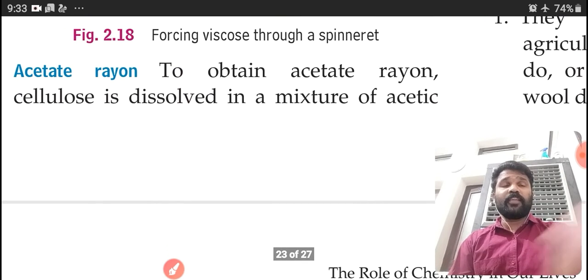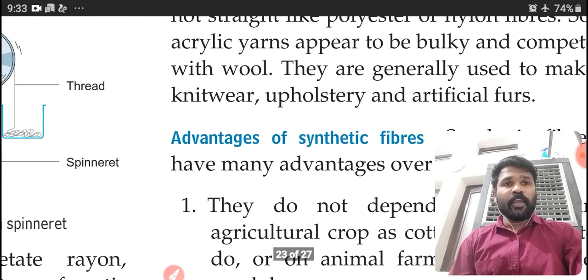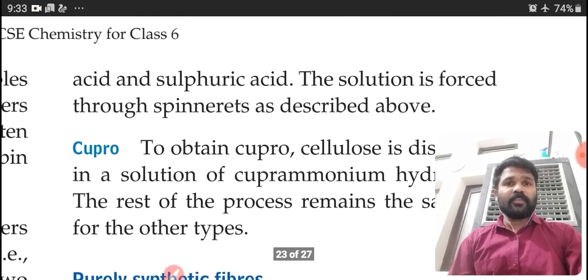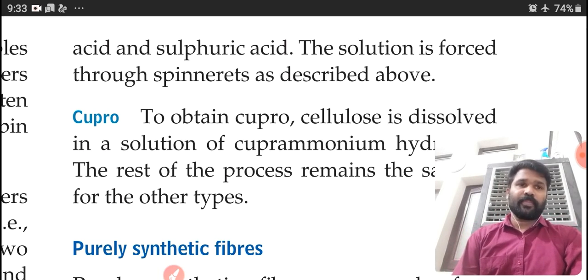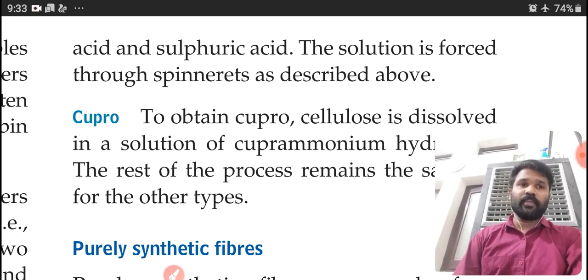Now, acetate rayon. To obtain acetate rayon, cellulose is dissolved in a mixture of acetic acid and sulfuric acid. Okay, the solution is forced through spinnerets as described above. The same way we can make this type of rayon also.